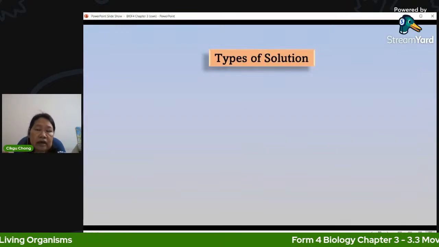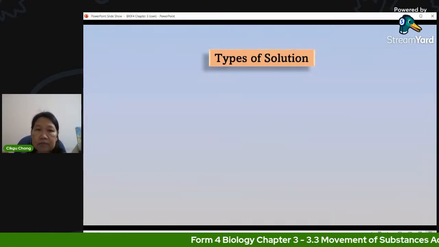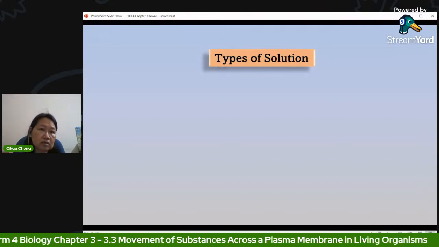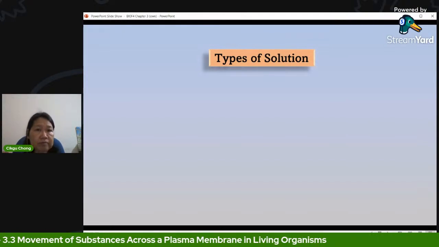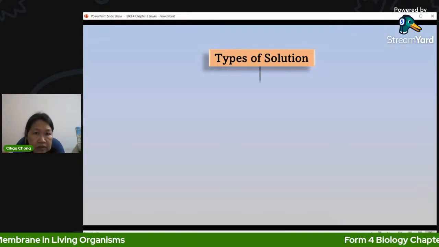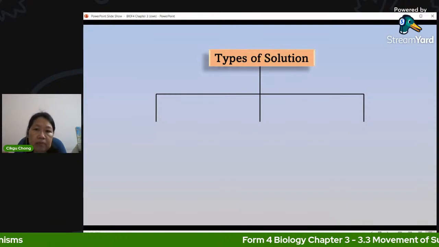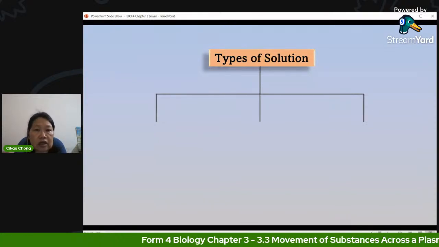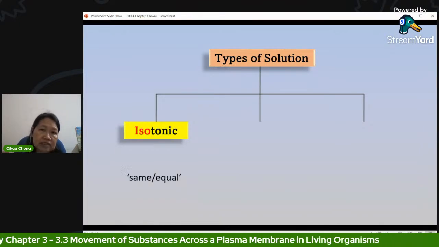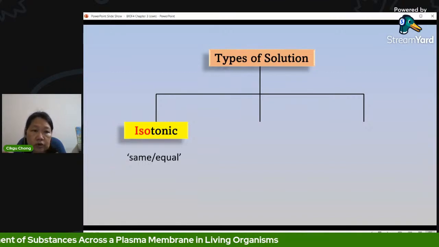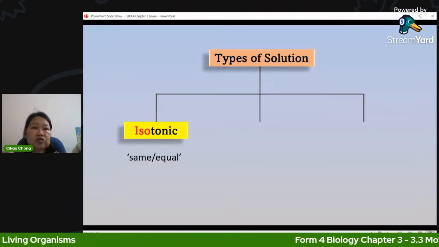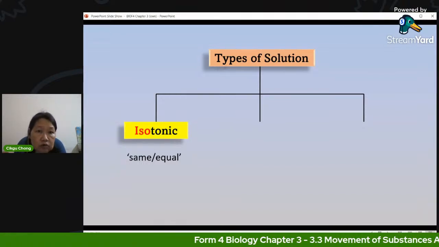Now let's go on to one important part of the concept about the different types of solution that we're going to look at later. Throughout until the end of Form 5, make sure you remember the different types of solution in terms of concentration. We have special names. There are three types of solution depending on the difference in concentration. The first one, we look at the word isotonic. Iso comes from the word which means same or equal. Isotonic. Iso means same. Like your isosceles triangle, the triangle which has two sides which are equal in length.